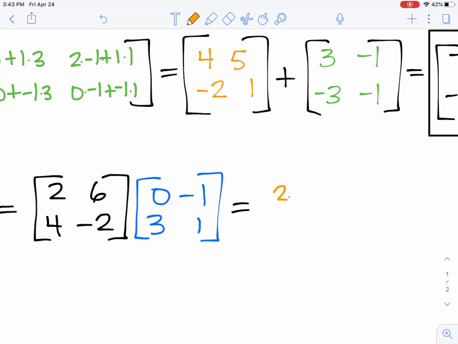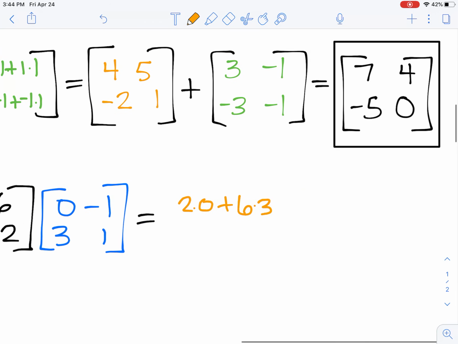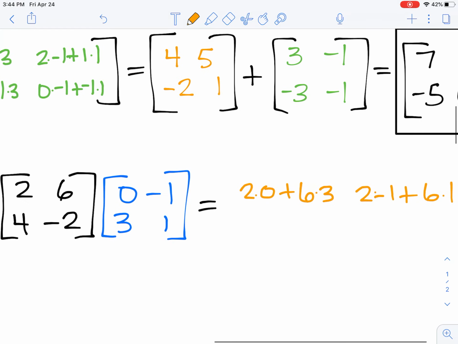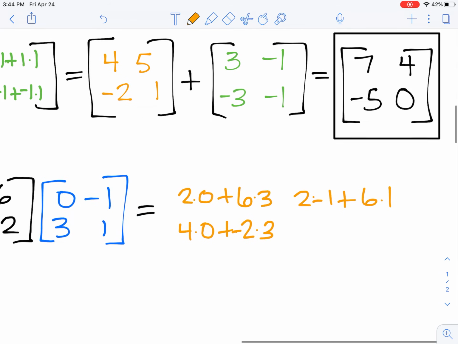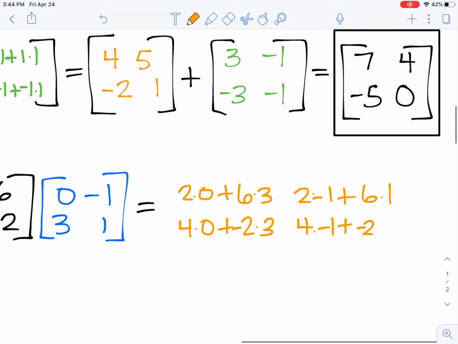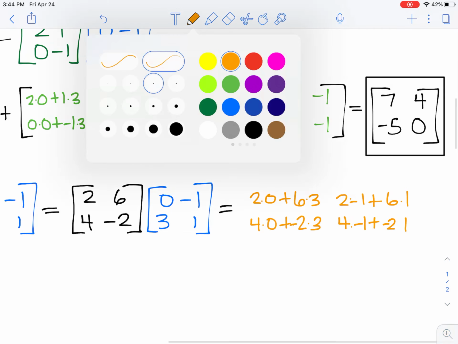So this should give us 2 times 0 plus 6 times 3. Then 2 times the negative 1 plus 6 times 1. Then 4 times 0 plus negative 2 times 3. 4 times the negative 1 plus negative 2 times 1.